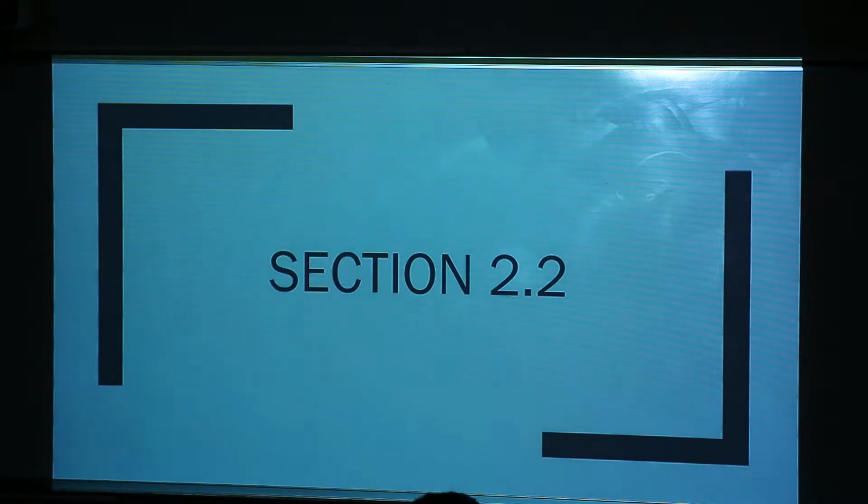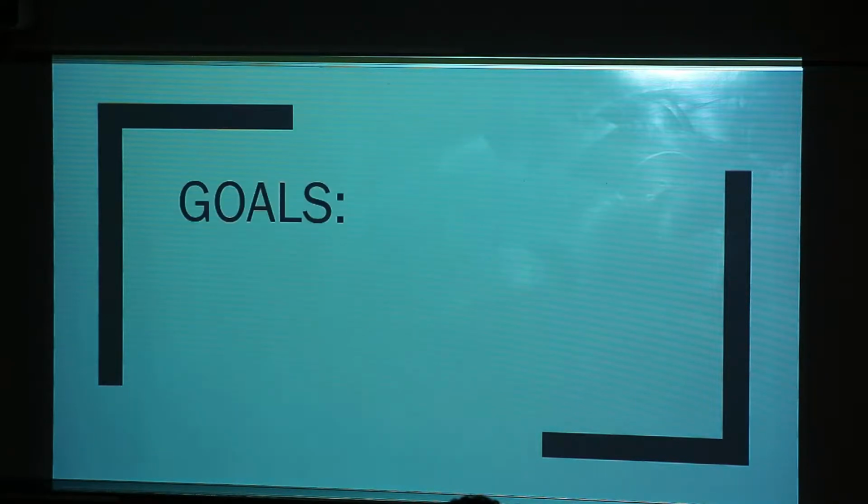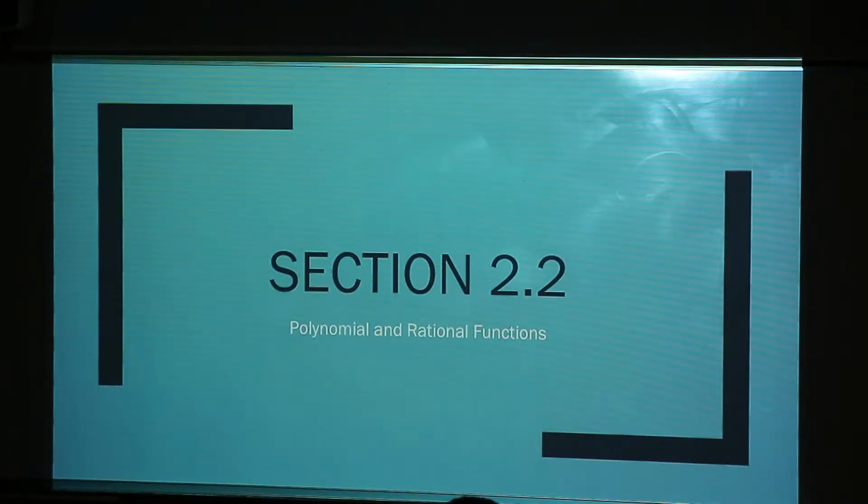Okay, hey, section 2.2, this is kind of the last day of it, because we're going to get homework on it today. We'll move on to the next section tomorrow. It's pretty straightforward. The section is based on polynomials and rational functions. It's quadratics, but it's how you look at it, whether it's a polynomial or some type of fraction.